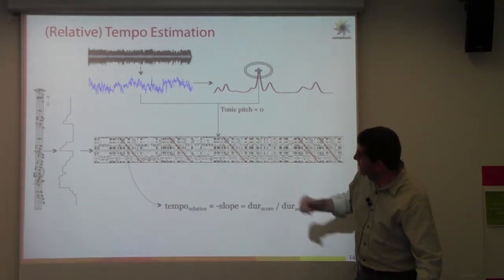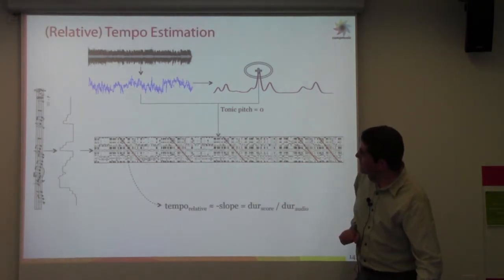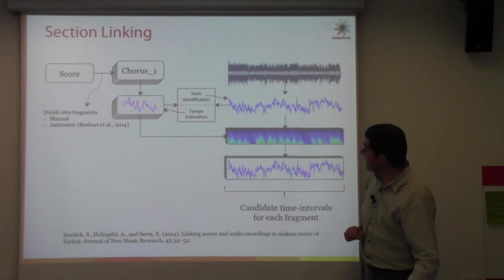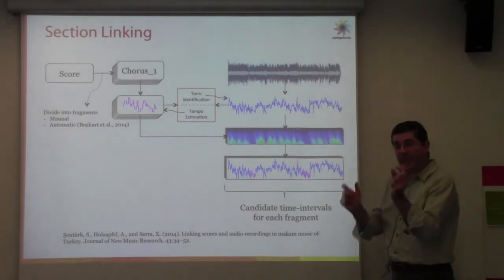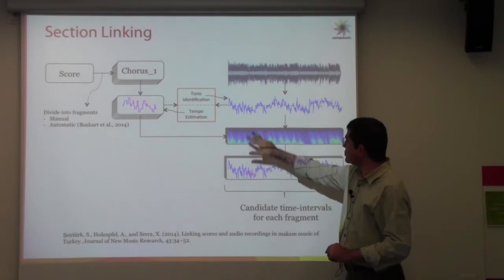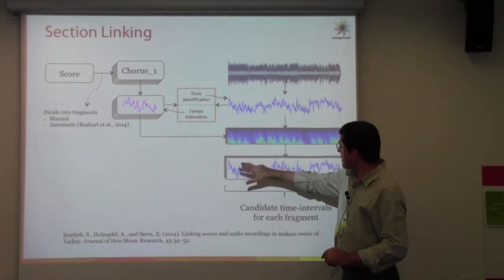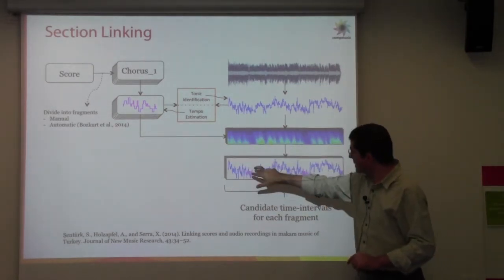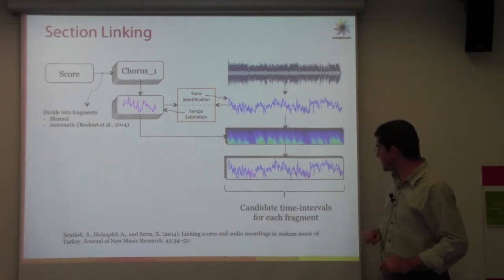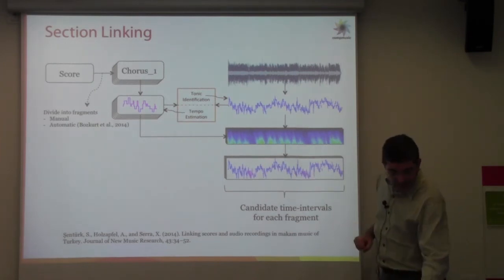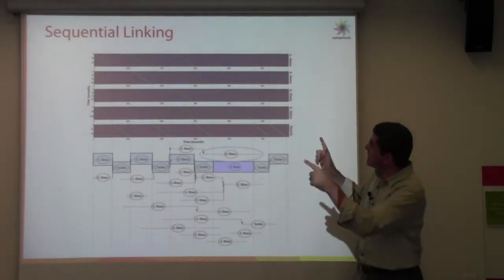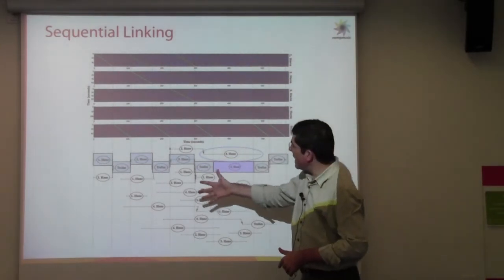Okay, and this is for the tempo and how the tempo can be used. And then this idea of finding sections is also an important thing. A piece of a score may not be present all throughout, and you just have to find where these sections are. And out of that, then you can do this idea of sequential linking.